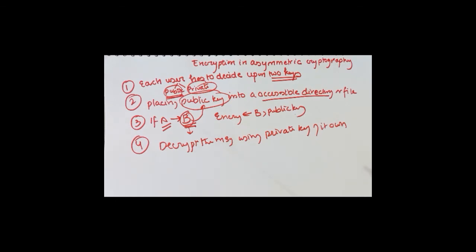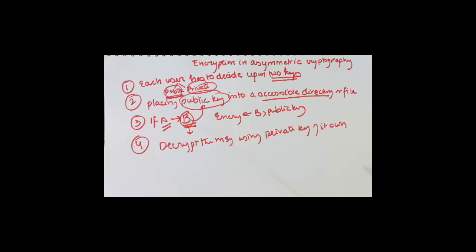The first thing is, any person who decides upon sending a message will decide two keys. After deciding the two keys, that is, one is private, one is public, the public one, he will announce it. How will he announce it? He will announce it by writing or placing that key onto an accessible directory.